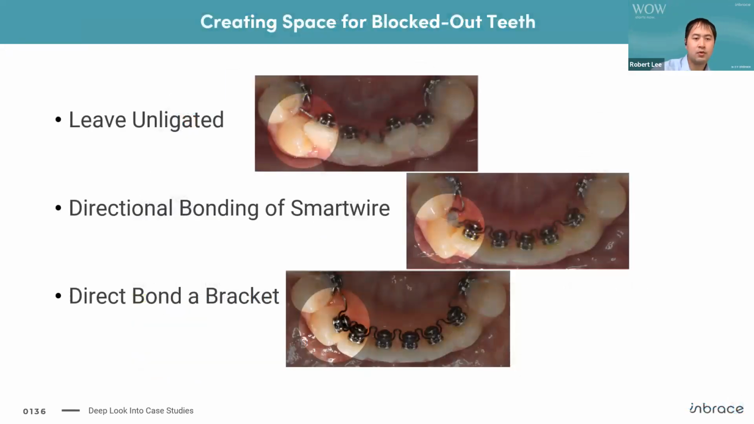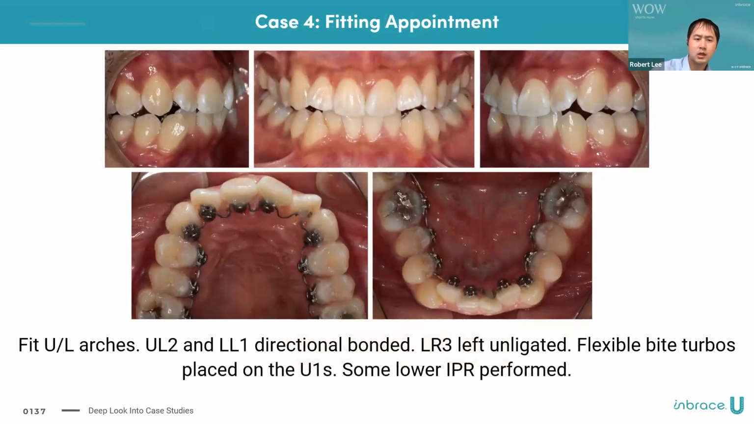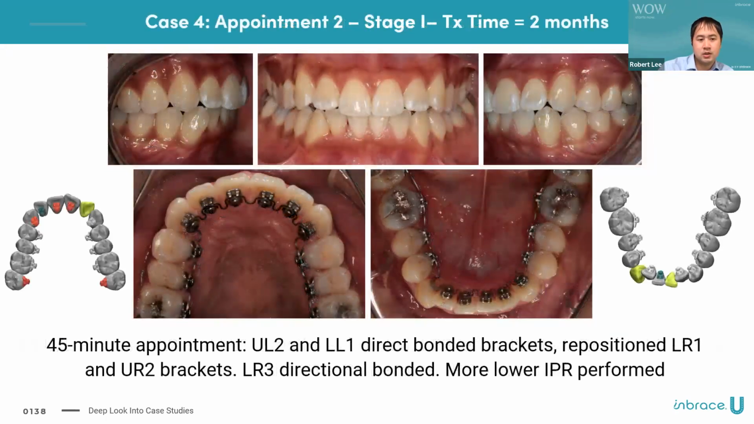And so we've gone through these, your general approaches for creating space for blocked out teeth. So in this case, we fitted both the upper and lower arches. We directional bonded the lower left 1 and the upper left 2. Lower right 3 is too blocked out, so actually we left it unligated to begin with. The lower right 2 is probably going to come forward, and we performed some lower IPR. And you'll find that we are now creating specialty smart wires that will make this even more predictable to resolve. So in the first appointment back, I knew I was going to do a lot.